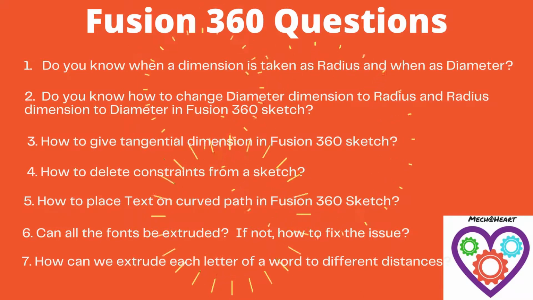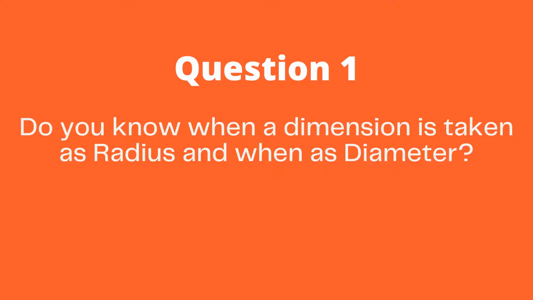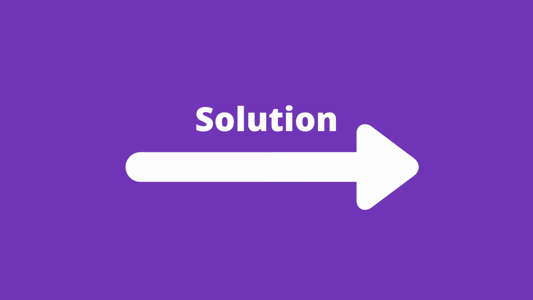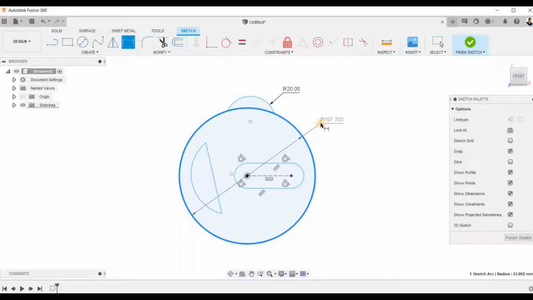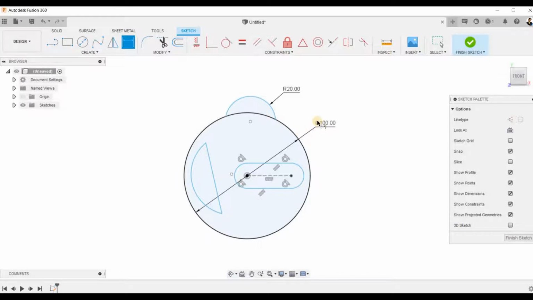Let's start with the first question. Do you know when a dimension is taken as radius and when as diameter? Let's consider the sketch. So here when I'm trying to dimension the arc, you can see that it has taken it as radius dimension. And when I'm trying to dimension a circle, it has taken as diameter dimension.